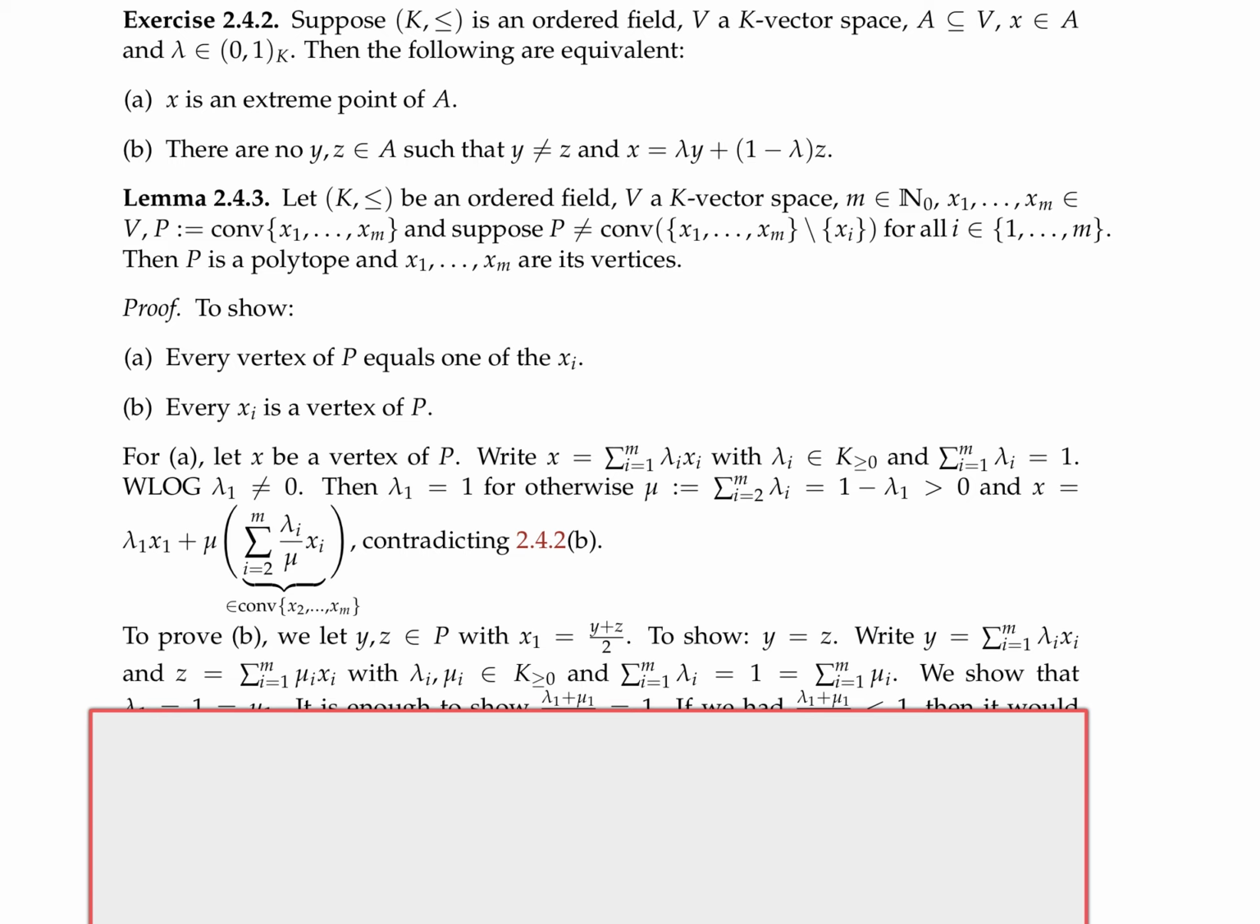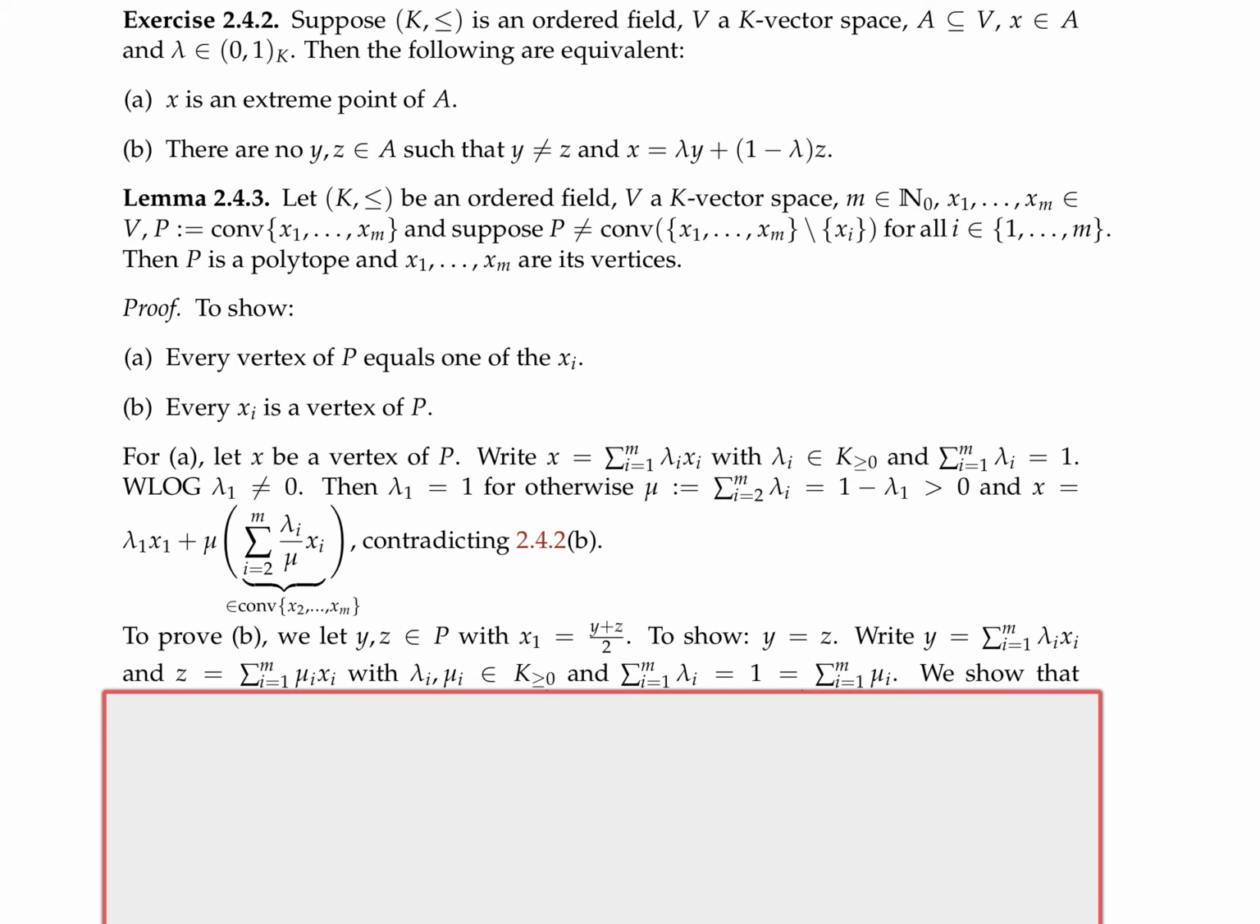So on the other hand, to prove B, we let y and z be in P, and we suppose that x1 is the midpoint of a line segment between y and z. And now we have to show that y equals z, right? So this line segment is actually trivial. We have to show this. So y and z are themselves linear combinations of the xi's, because they are in P. And so I write them accordingly with coefficients lambda i and mu i. I take such convex combinations.